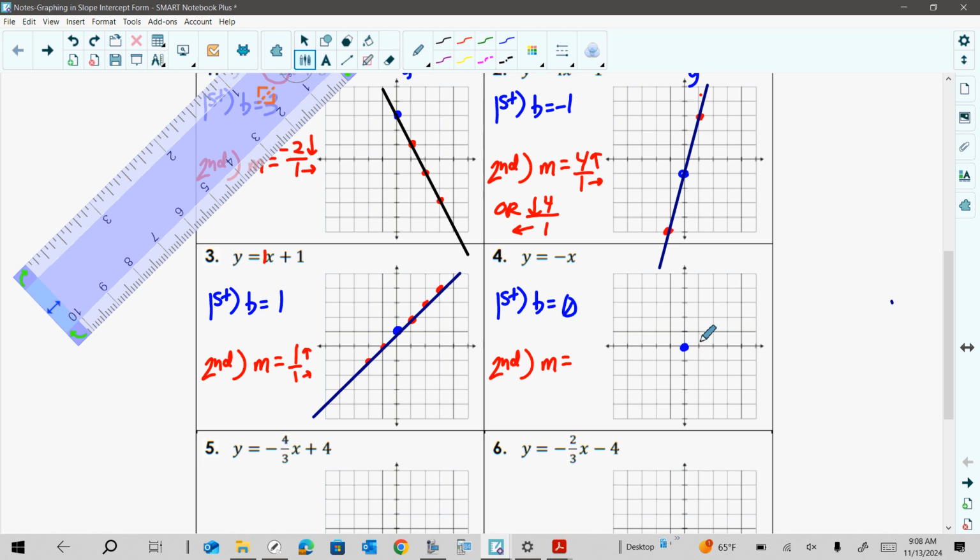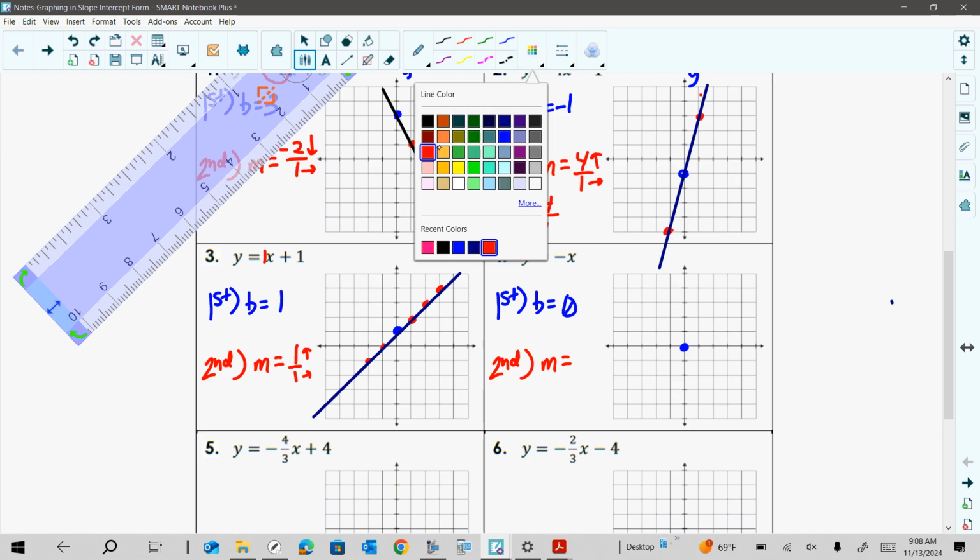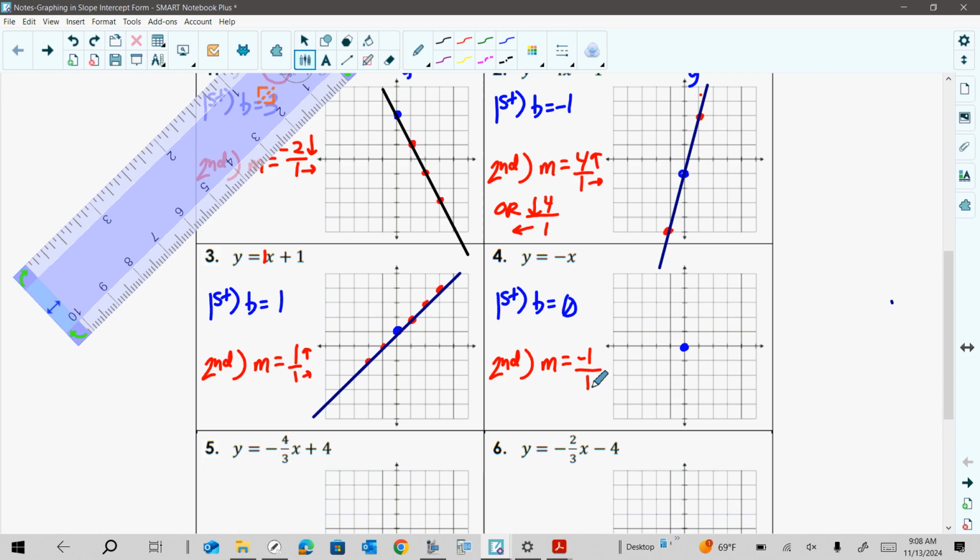And then what's our slope here? Negative 1 over 1. So because it's negative 1 over 1, we're now going to move down 1 to the right 1. It has to be a negative slope, so it has to be decreasing. And then we're drawing our line through those points. And I'm just going to use my little tool to make my line. There we go.